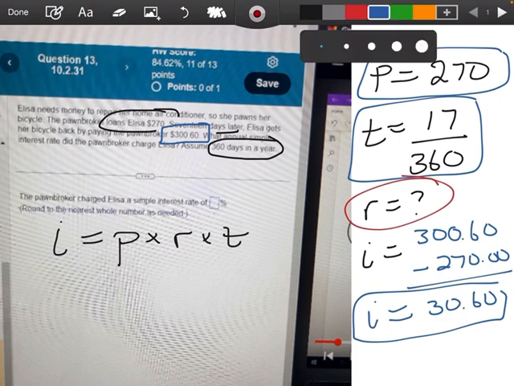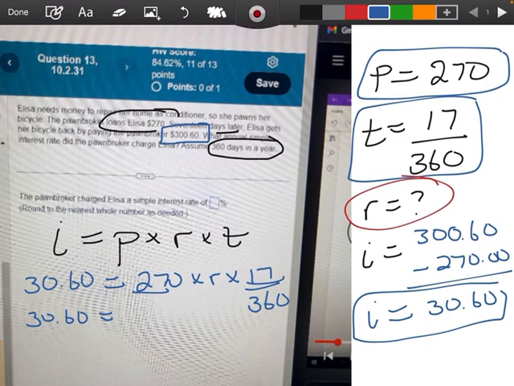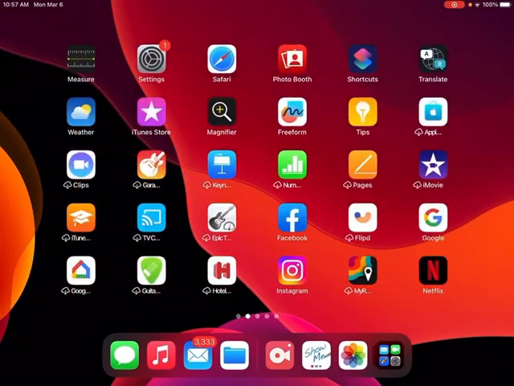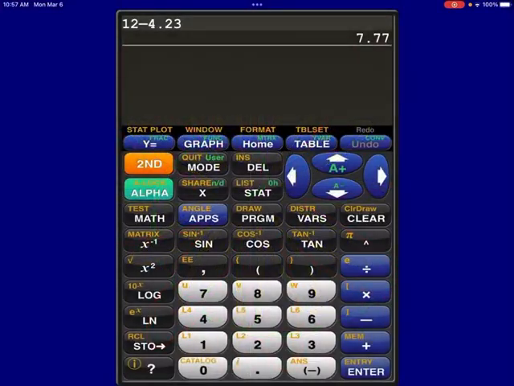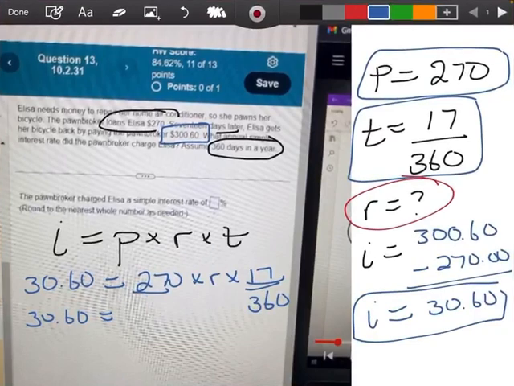Okay, so let's go ahead and do this. For the I, I'm going to put $30.60. The principal is $270. I don't know what the rate is. Our time is 17 over 360, okay? So y'all, what I'm going to do here, I'm going to go straight across. I'm going to figure out what's 270 times 17. Okay, let me get my calculator. Here we go. Let me clear this out. 270 times 17 is 4590, okay? So look, let's come back here. I have 4590 over 360 R.